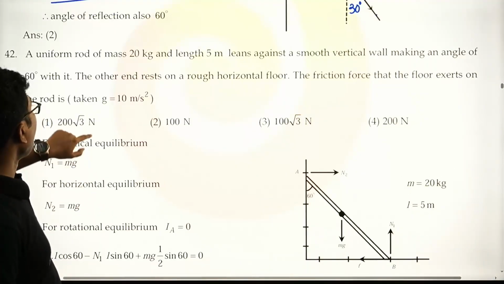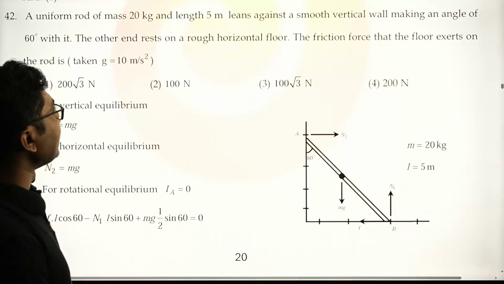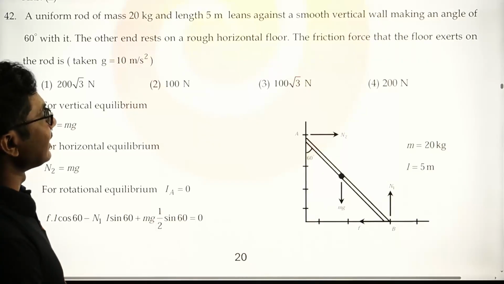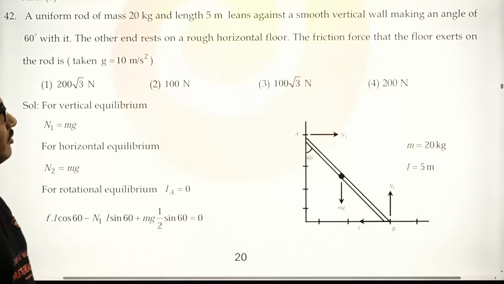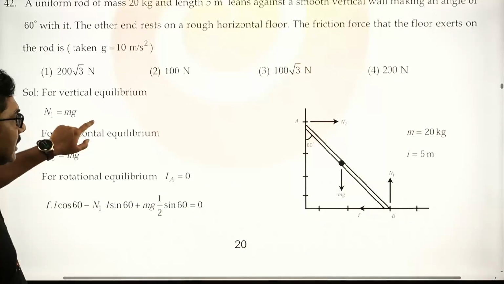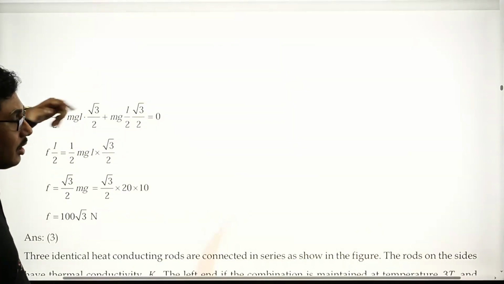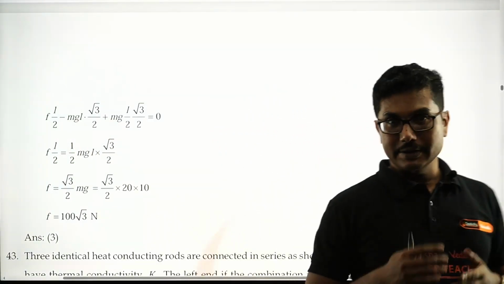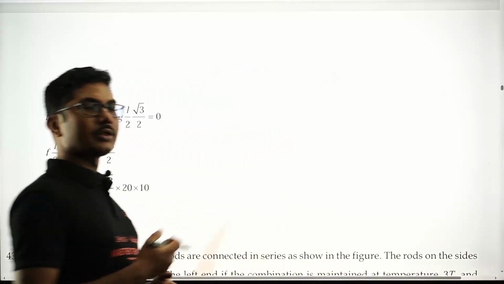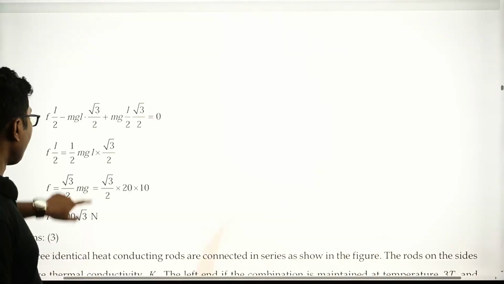Now next question, a uniform rod of mass 20 kg and length 5 meter leans against a smooth vertical wall making an angle of 60 degree with it. The other end rests on a rough horizontal floor. The friction force that the floor exerts on the rod is, easy question. So just an equilibrium, not conservation of angular momentum, torque you have to consider. You have to consider the forces in all directions, they should balance each other, and the torques about a particular point, if you add them, will give you 0. So from there you calculate the value.